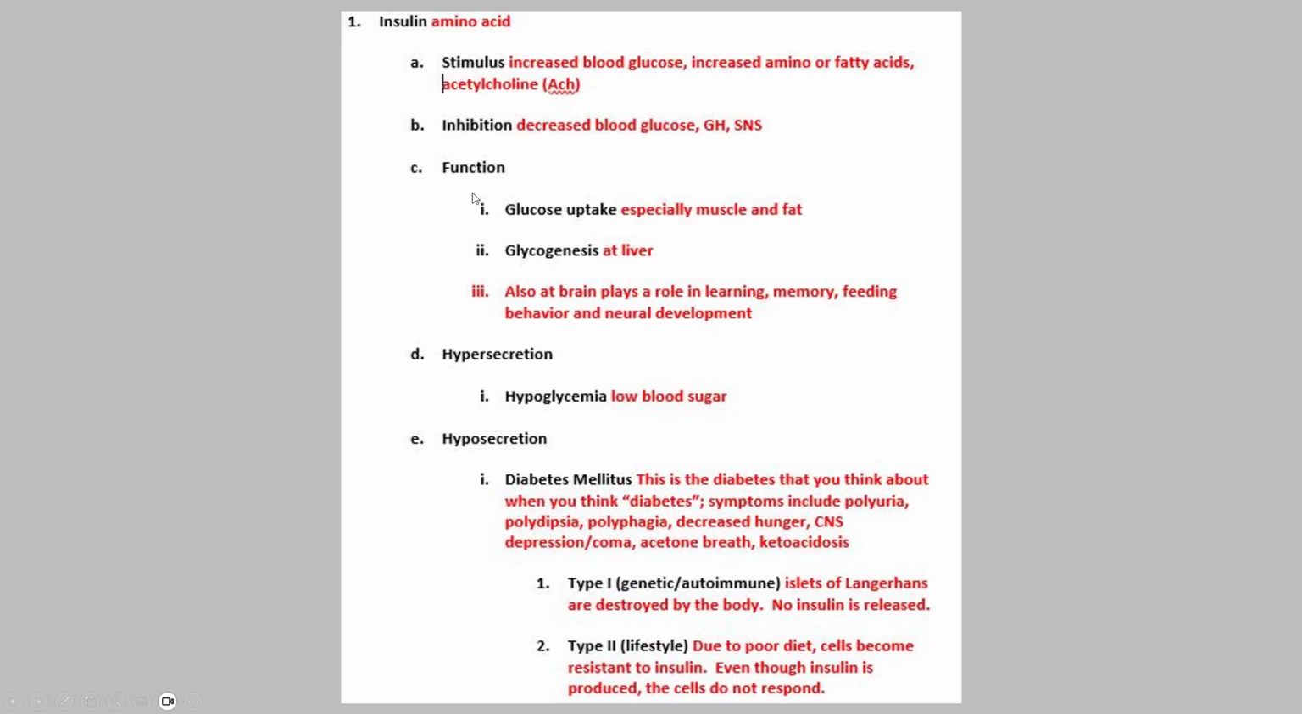So what's the function of insulin? What does insulin do? First, glucose uptake, especially in muscle and fat. Let's think about how insulin works. What is its mode of action or its mechanism of action? Remember that from our last class. Well, remember that for cellular respiration to occur, we need two things. This goes back to Bio 137. For cellular respiration to occur, we need glucose and oxygen. So glucose has to be in the cell before we can use it to make ATP.